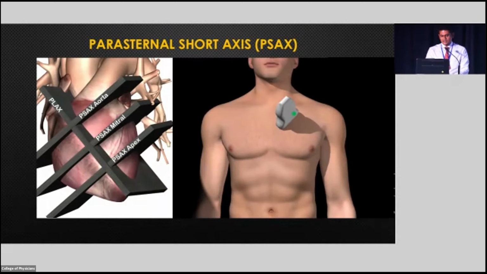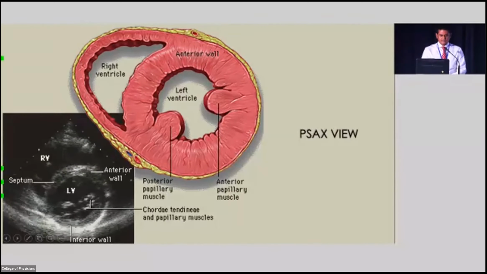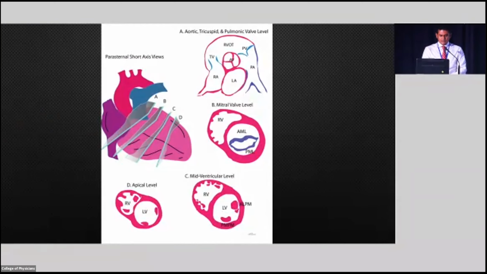What you see in the parasternal short axis view is something like this. Now these are the two papillary muscles, so this cross section is at the papillary muscle level. You see a circular left ventricle and a sort of bean-shaped right ventricle, and you see the anterior papillary muscle and the posterior papillary muscle. This view gives an idea of what's happening at the left ventricle, or what the left ventricular function is in the patient.